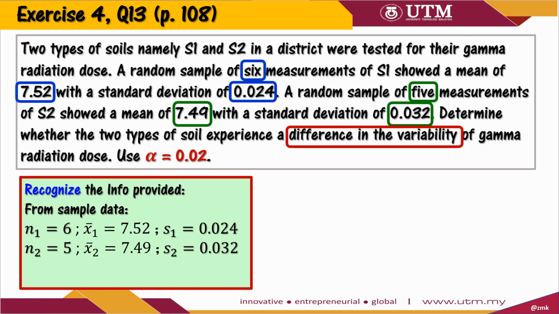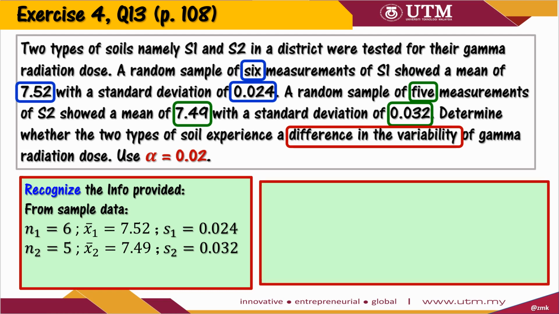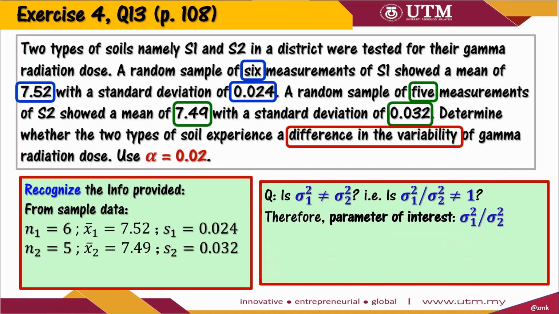So based on this question, we want to test if sigma 1 squared is different from sigma 2 squared, or if the ratio of the two population variances is different from 1. Therefore, the parameter of interest to be tested here is the ratio of sigma 1 squared to sigma 2 squared. As such, only one case we should use, which involves an F test statistic. Therefore, we can perform a two-sided test on the ratio of population variances for solving this question at the level of significance alpha equal to 0.02.